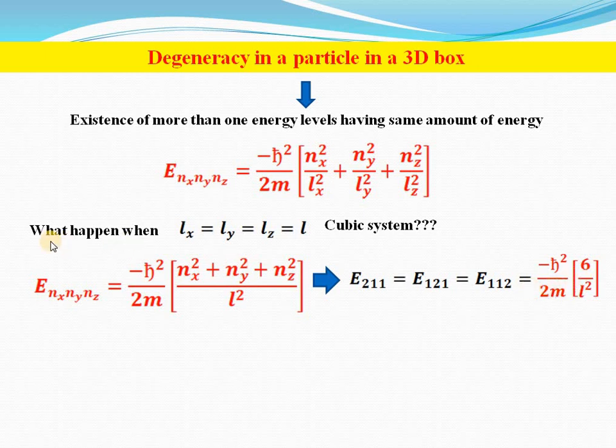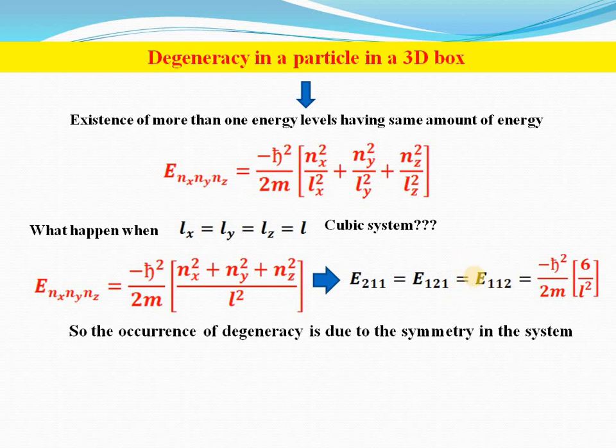So you can see that for a cubic system these three energy levels are degenerate, or they have the same energy, if the system is cubic. But if the system is not cubic, if Lx, Ly and Lz are different, then this value E211 will not be equal to E121 or E112. So you can see that the occurrence of degeneracy is due to the symmetry in the system. As the symmetry is there, Lx is equal to Ly is equal to Lz. That's why this degeneracy occurred.